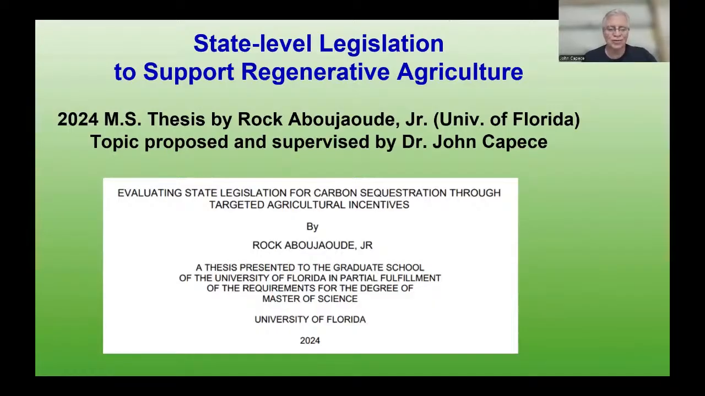Roch's 2024 master's thesis is titled Evaluating State Legislation for Carbon Sequestration Through Targeted Agricultural Incentives. What Roch did was to review every single piece of agricultural and carbon farming legislation introduced across all 50 states over a 17-year period. He evaluated thousands of bills against a set of criteria we developed to assess how closely those bills approached what we considered to be the ideal legislation.